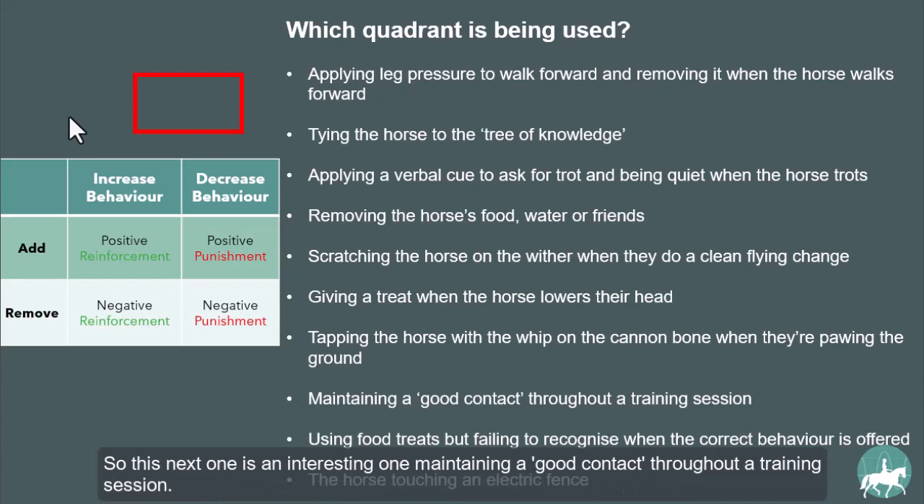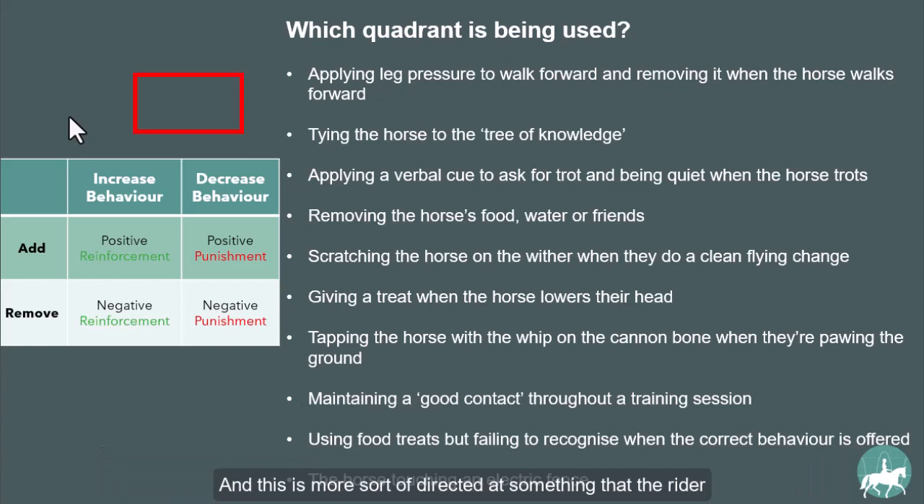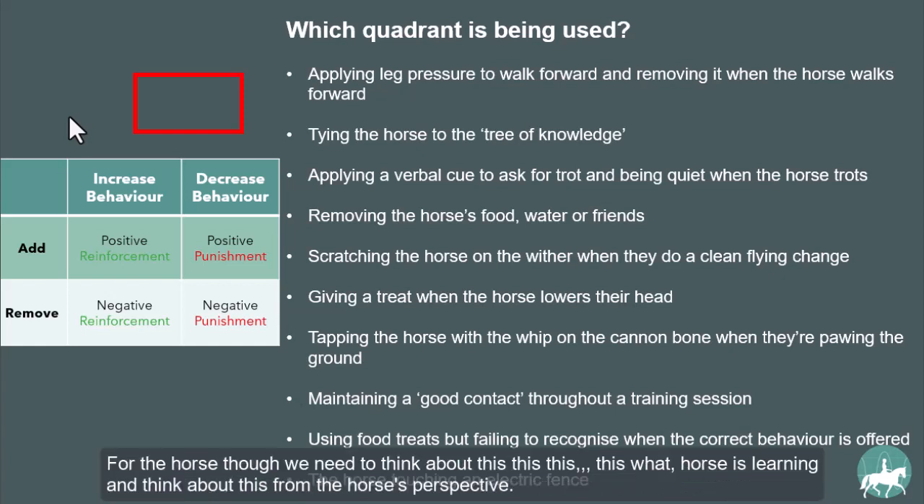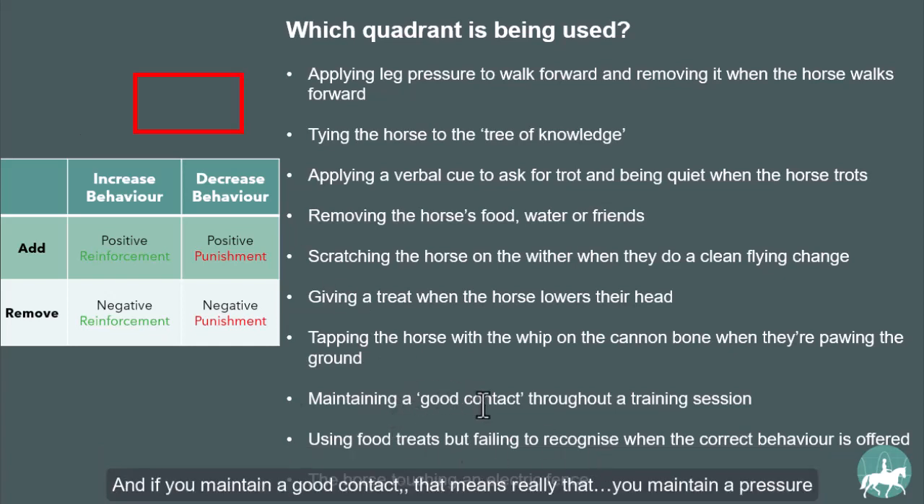So this next one is an interesting one, maintaining a good contact throughout a training session. And this is more directed at something that the rider might be thinking, oh, I maintained a good contact, that was good. For the horse, though, we need to think about what the horse is learning, and think about this from the horse's perspective. And if you maintain a good contact, that means really that you maintain a pressure and it's not released.